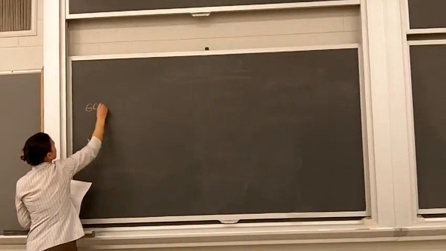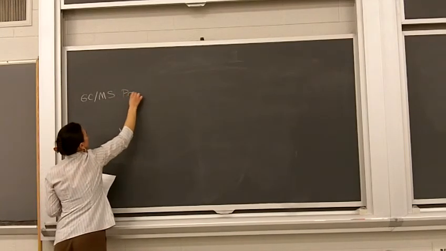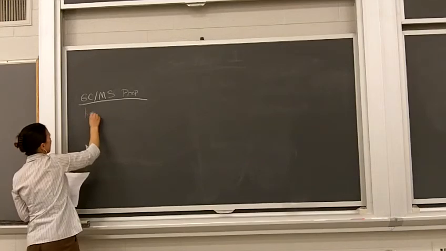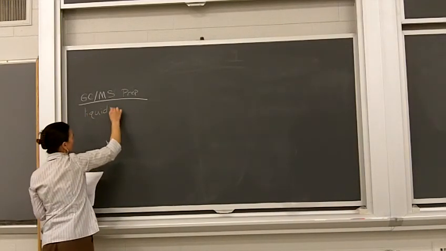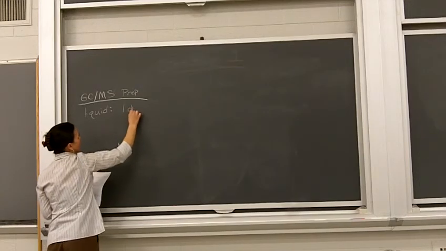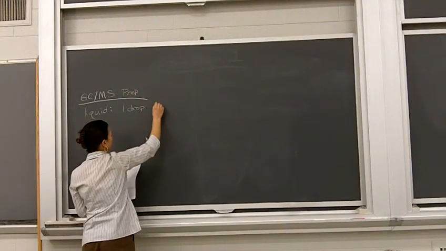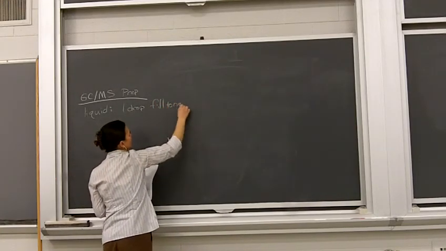Okay. So things I need on the board are for GCMS, your sample prep. There's two ways you will prep a sample. There will be a liquid sample. You take 1 drop of your unknown, and you're going to put it, fill to the neck of the GC vial.